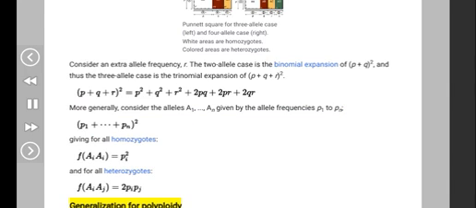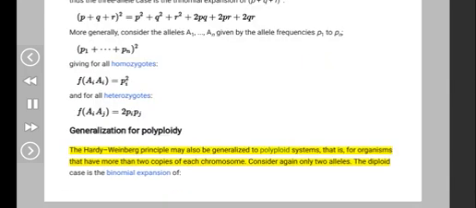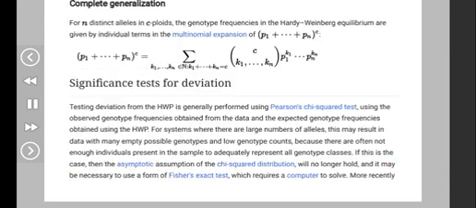Generalization for polyploidy. The Hardy-Weinberg principle may also be generalized to polyploid systems, that is, for organisms that have more than 2 copies of each chromosome. Consider again only 2 alleles. The diploid case is the binomial expansion of (p + q)², and therefore the polyploid case is the binomial expansion of (p + q)^c, where c is the ploidy, for example with tetraploid, c equals 4.